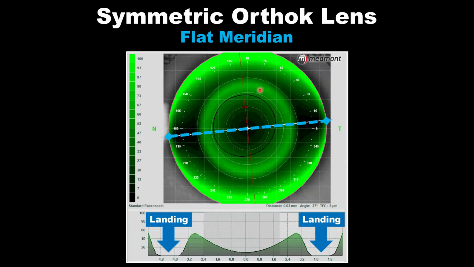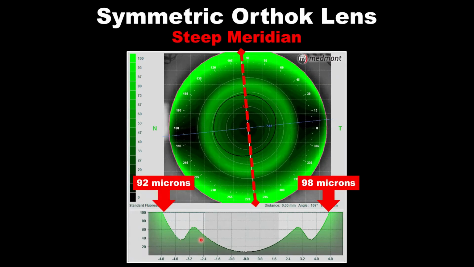Now, from the contact lens software in the Medmont, we're able to drop numerous different ortho-K lenses on that topography. And here we see on that same patient with 2.5 diopters of corneal astigmatism, our lens across the flat meridian. Notice across this axis line, we see our landing at 3 o'clock and our landing at 9 o'clock. So that's here and here, creating good lateral stability and trapping in that fluid layer that we want to create the ortho-K effect.